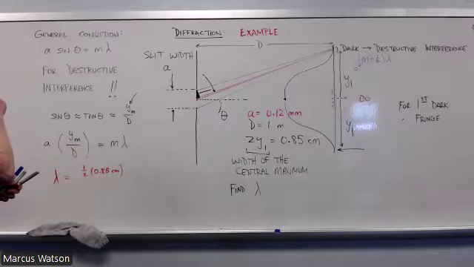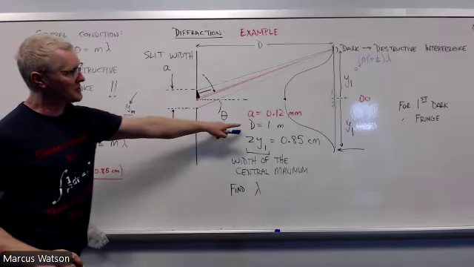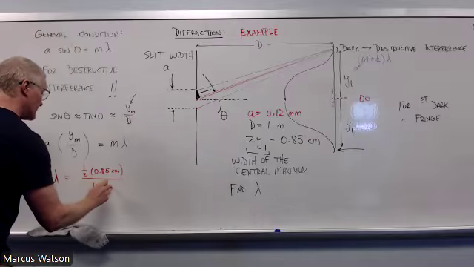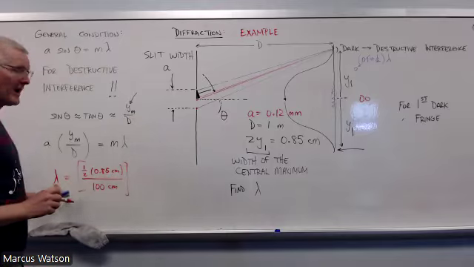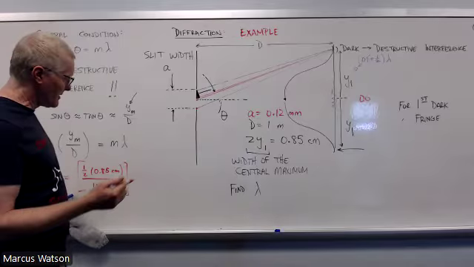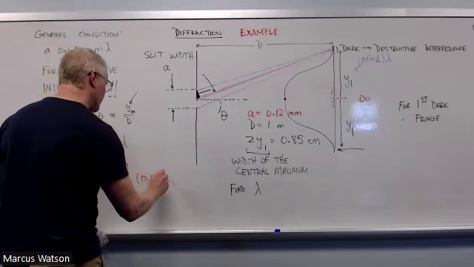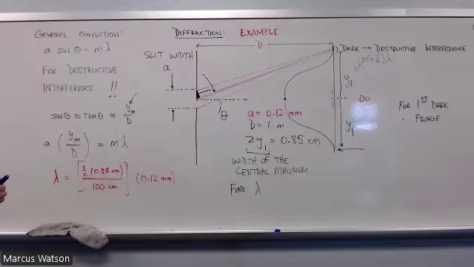So if I do centimeters here for the y, I'm going to do centimeters for the capital D, which was cited as 1 meter. So I'm just going to call that 100 centimeters. And so what that means is I'm going to be left with the wavelength in millimeters. Not super convenient, but it'll work. We're going to multiply that by the slit width of 0.12 millimeters. Okay.